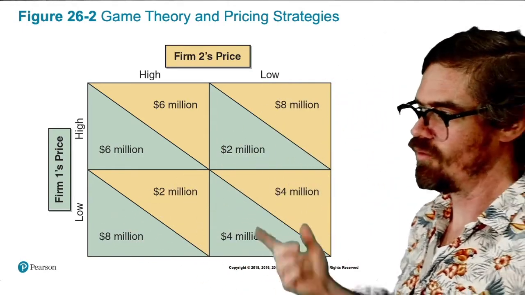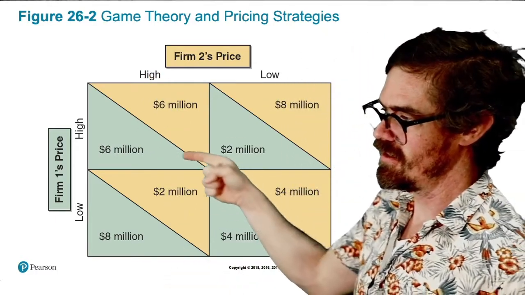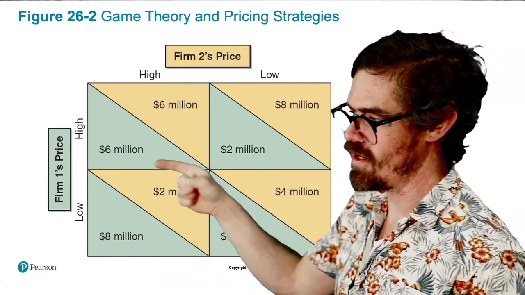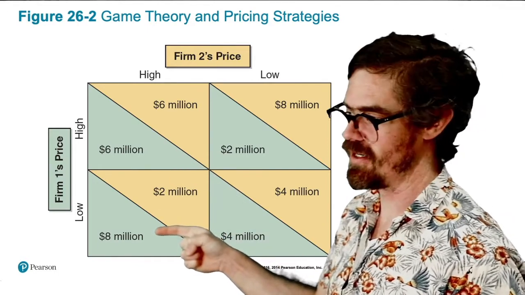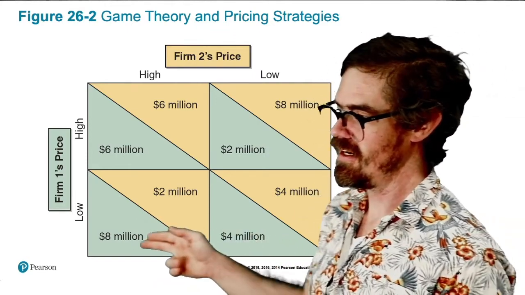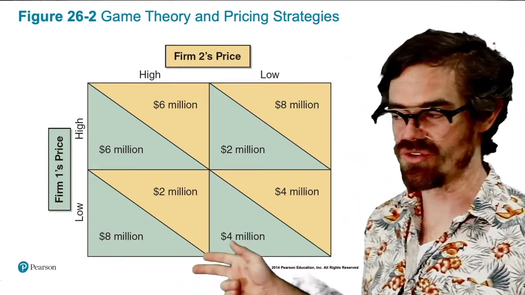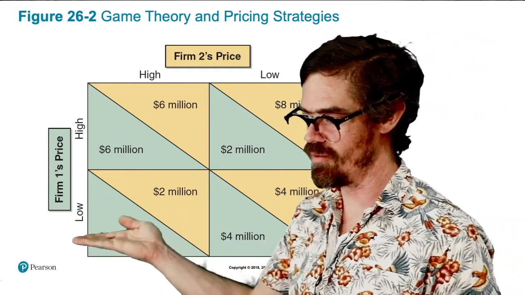price. What if firm 2 charges a high price rather than a low price? Well, what's better for firm 1, 6 million or 8 million? Clearly $8 million in profit's better, and that also goes with the choice of low. So in that case, here, again, we see a dominant strategy. It's always best for firm 1 to choose a low price.